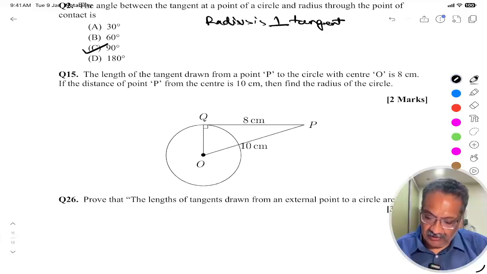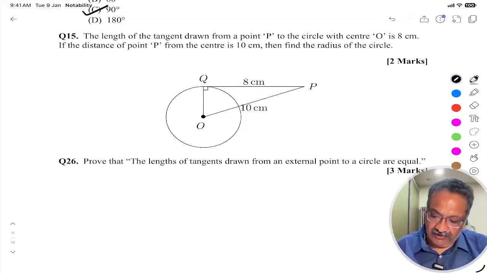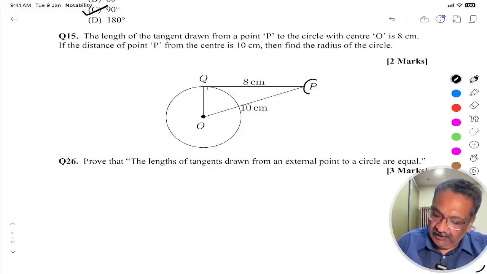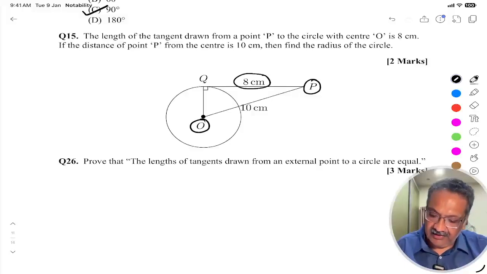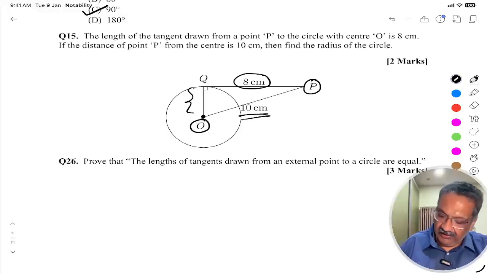Now this is a 2 mark question. Next question, the 15th one. The length of the tangent drawn from a point P to a circle with center O is 8 centimeters. That is, tangent PQ is 8 centimeters. Now if the distance of point P from the center is 10 centimeters, that is OP is 10 centimeters, find the radius of the circle.